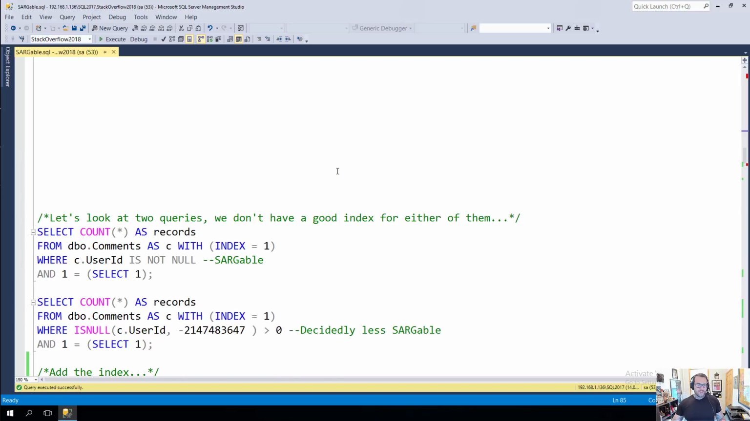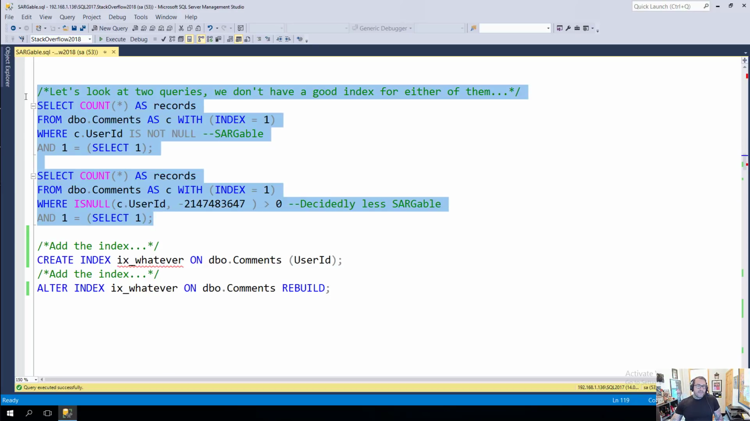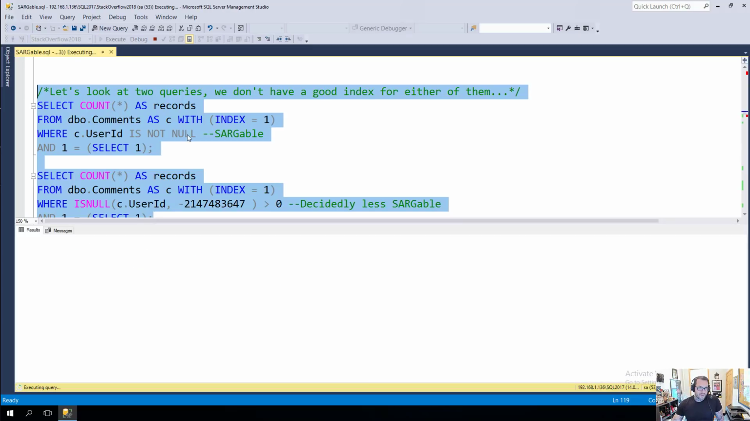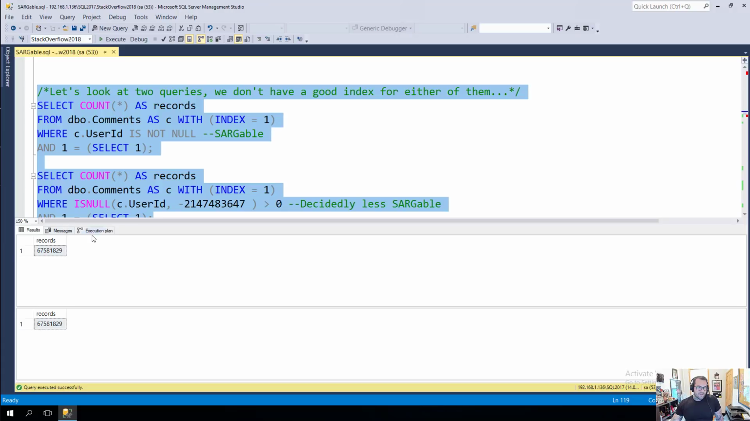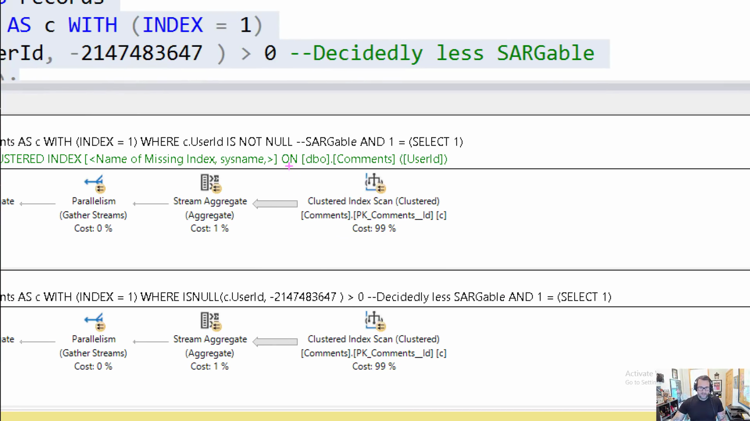These are two queries. Query 1 has a sargable predicate on user ID, so we're looking for where user ID is not null. And query 2 has a much less sargable predicate, where ISNULL(UserId, -2.1 billion) is greater than 0. Now, I don't have a good index to support these queries. If I run these two queries, I'm going to end up with queries that do just about the same thing. They're both going to scan the clustered index of the comments table, because I don't have a good other index to use.